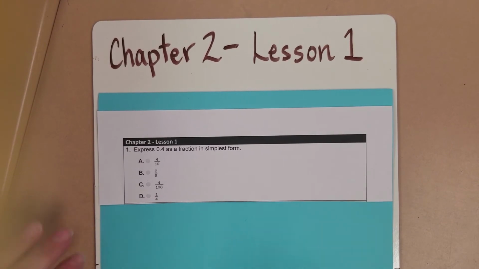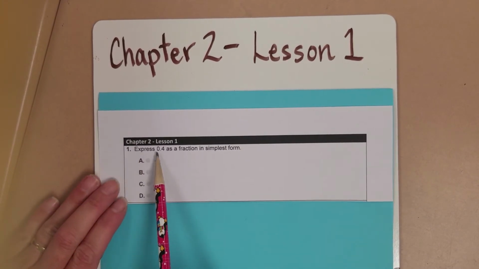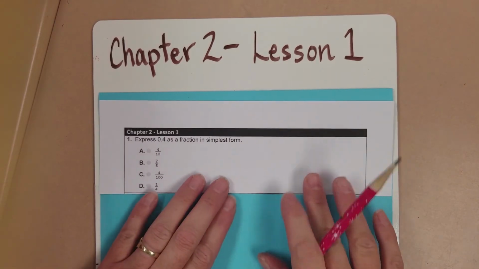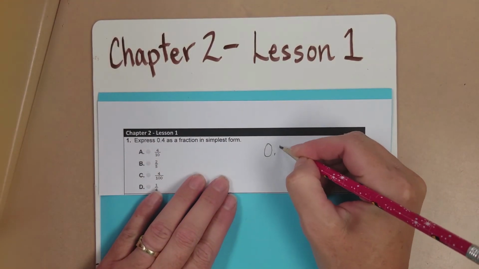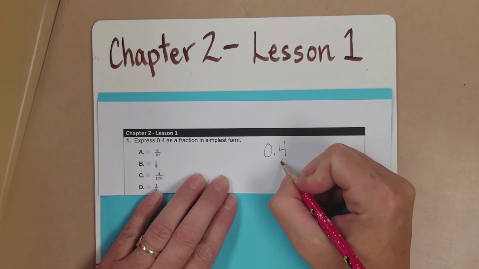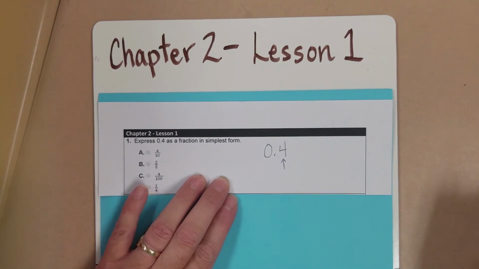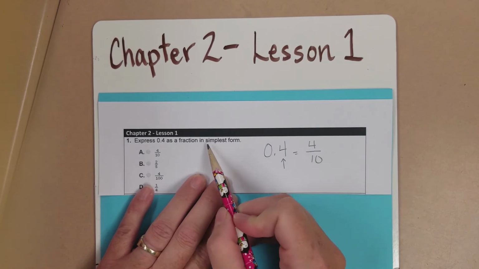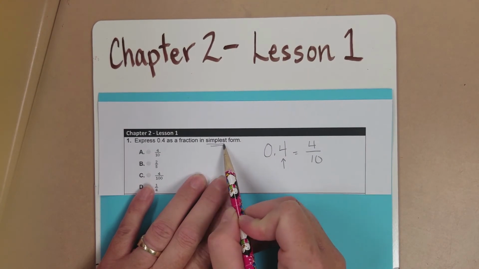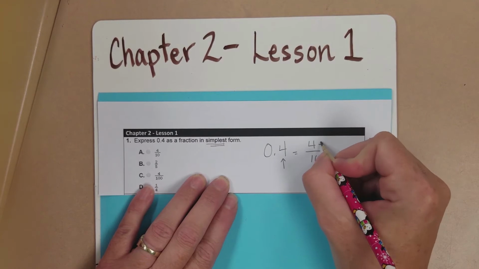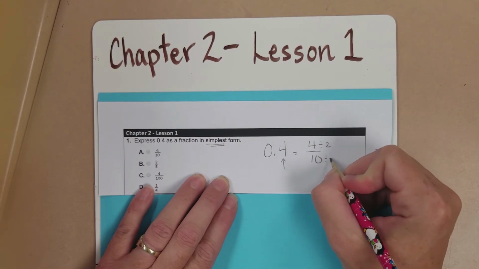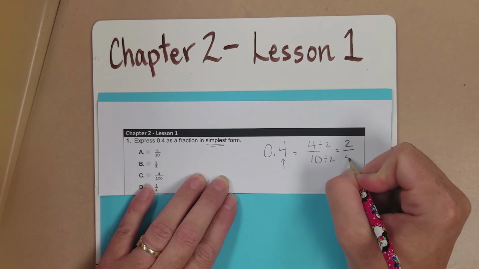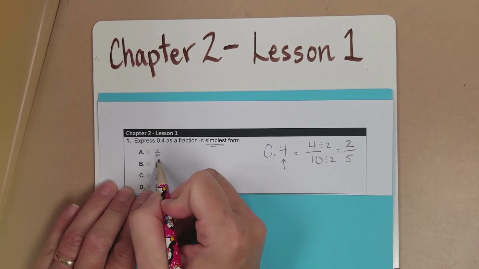Chapter 2, Lesson 1. Express 0.4 as a fraction in simplest form. 0.4. The 4 is in the tenths place, so this would be 4 tenths. Our question asks us to write this in simplest form. I can do this by dividing by 2, dividing by 2, and you get 2 fifths. B is your correct answer.